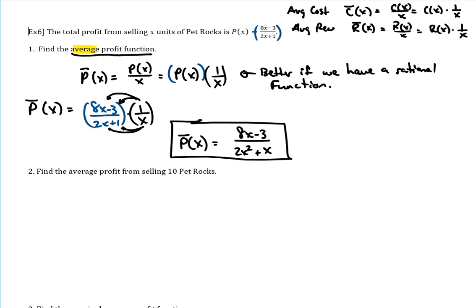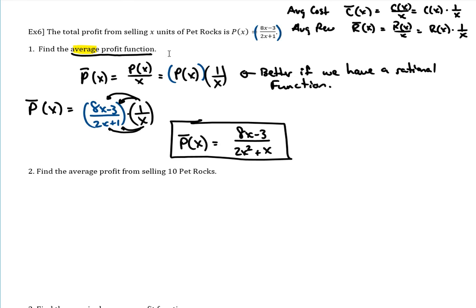So if you ever see average blank, we would want to rewrite it like that. Now we have our average profit function. We had a total profit function of pet rocks. These were a real thing at one point, so people actually bought these. It doesn't match the equation in real life, so this is just a made-up equation, but pet rocks were something real if you're curious about it.